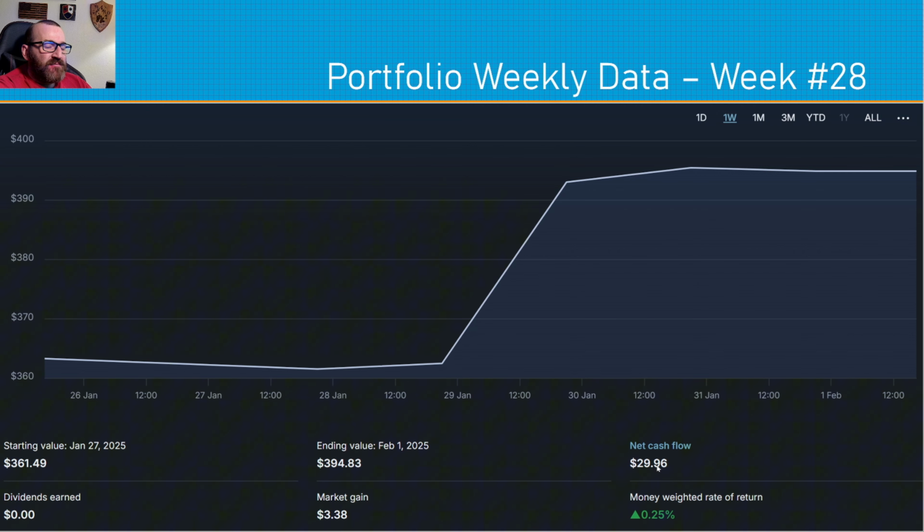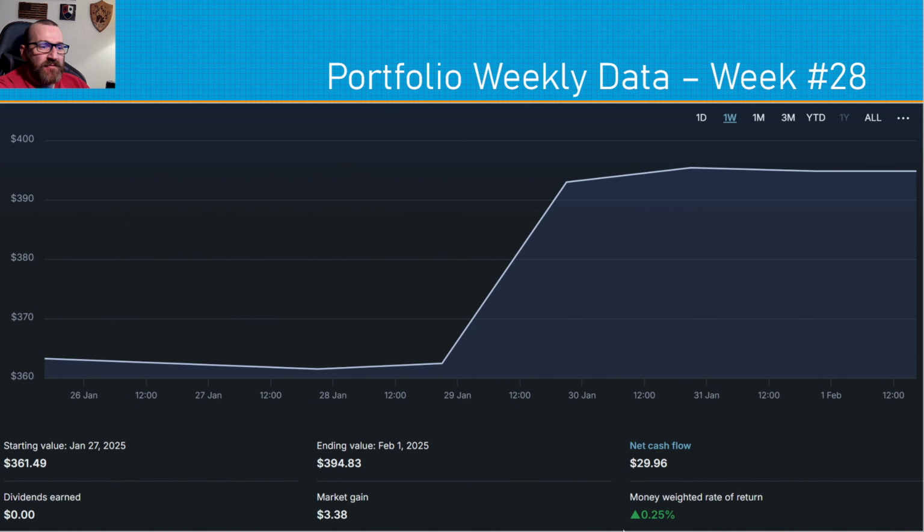We have a net cash flow of $29.96. So it's basically that $30 deposit that we have every 3 weeks. So you see this large spike up on the chart from that. So every week, $10 gets deposited. And once the cash pile gets above $25, then it gets deposited into the portfolio. And it buys up the individual allocations of the portfolio.